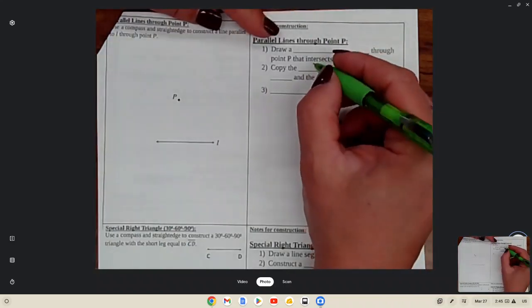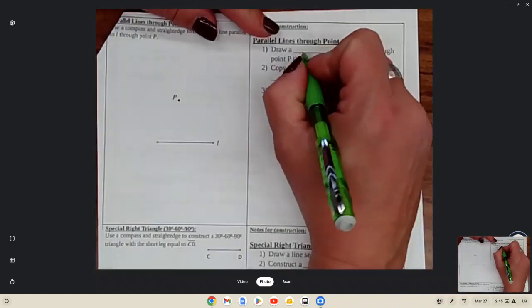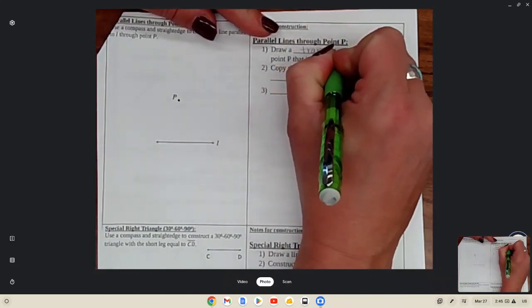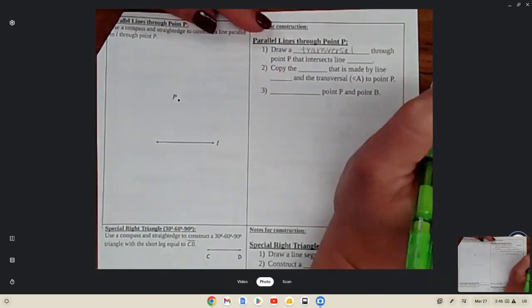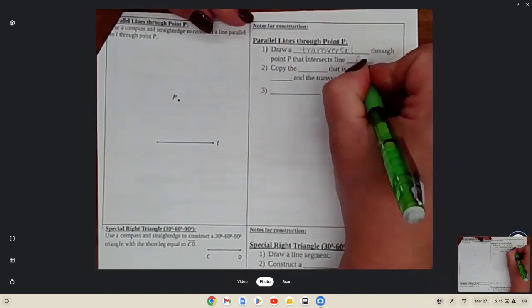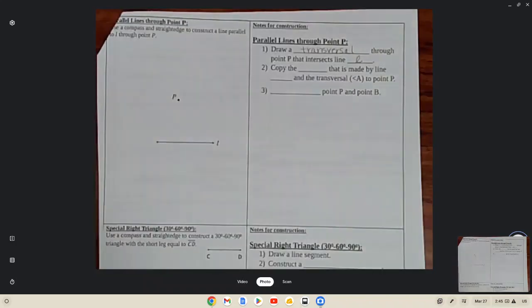Okay. So the very first direction, draw a transversal through point P that intersects line L. Okay. So you're going to get your trusty straight edge. Again, I use Post-its. You can use the edge of a notebook. You can use another sheet of paper. If you have your yellow sheet, you can use that. Anything that will allow you to draw a straight line.